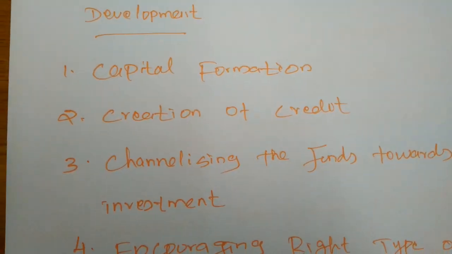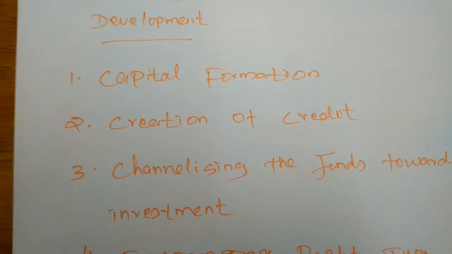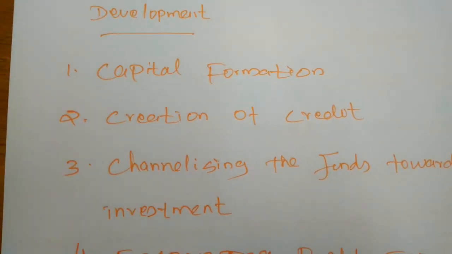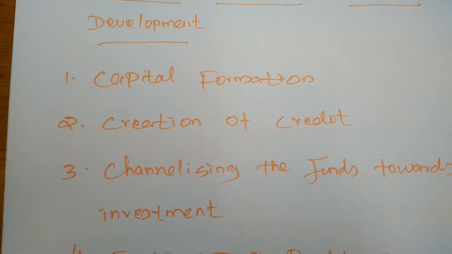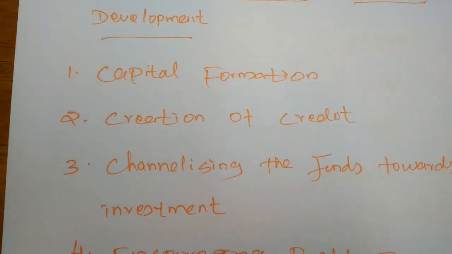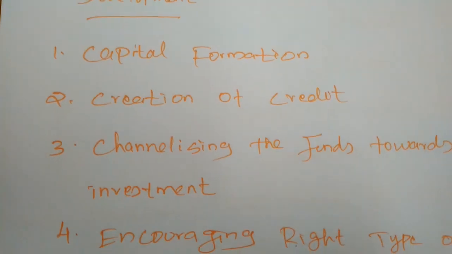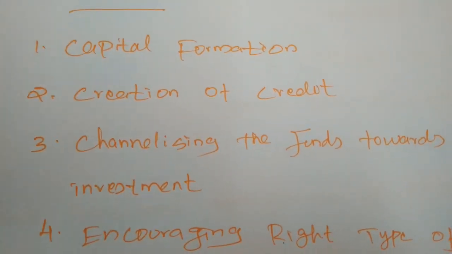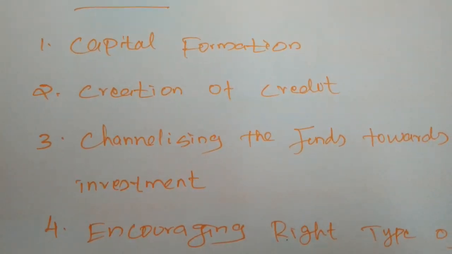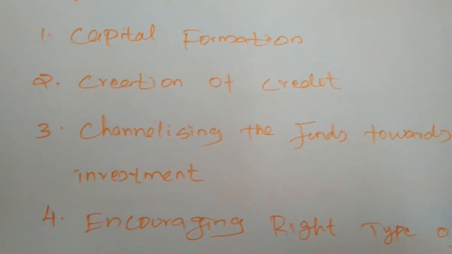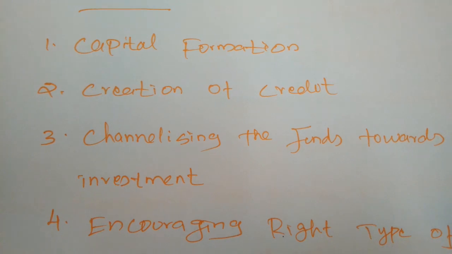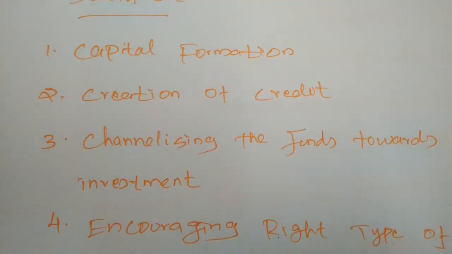So here the commercial banks mobilize the small savings of the people scattered over a wide area through their network of branches all over the country and make them available for productive purposes. Productive purposes means providing more to productive entrepreneurs. So nowadays banks offer attractive schemes to induce people to save their money.